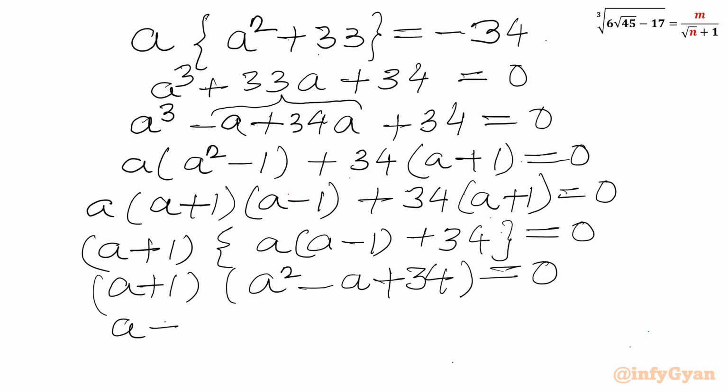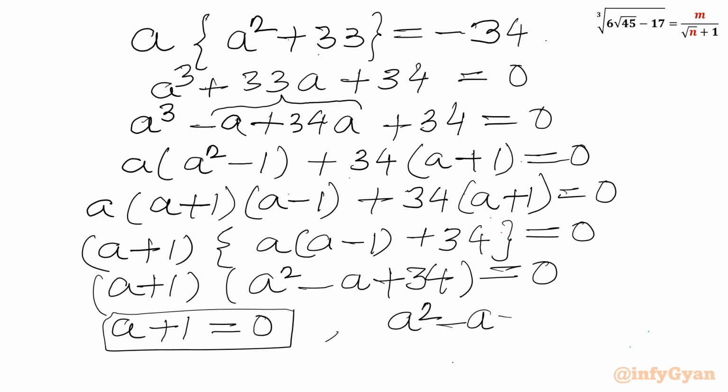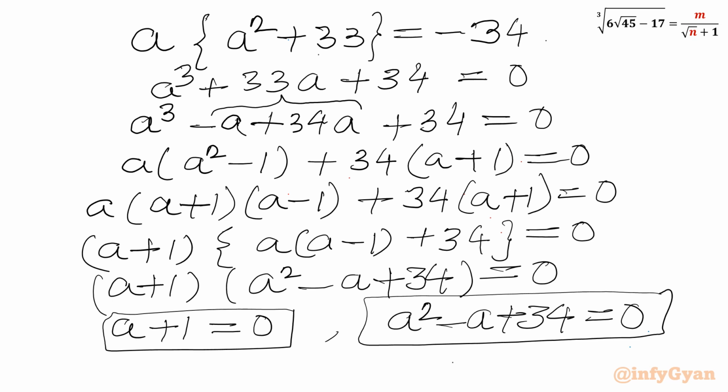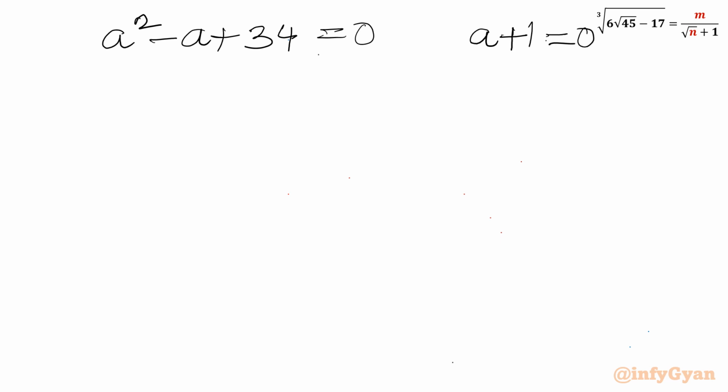So the conclusion from here is a plus 1 will be 0, or a square minus a plus 34 will be equal to 0. So let us solve both the equations one by one. Let me write the quadratic first: a square minus a plus 34 equal to 0. And the second equation was a plus 1 equal to 0.